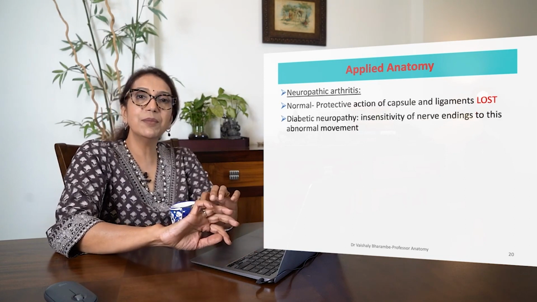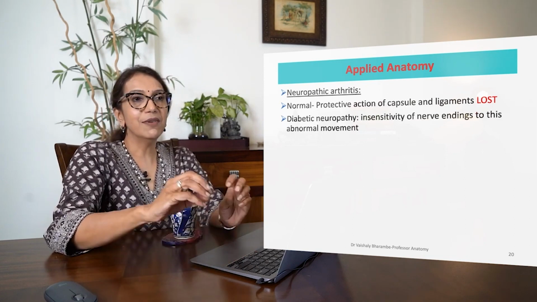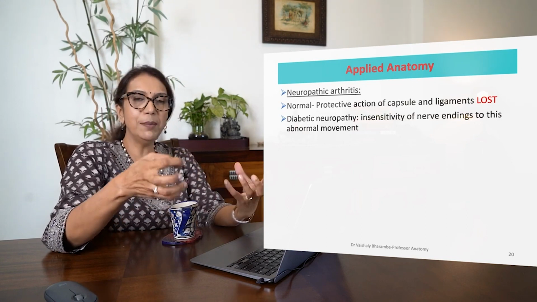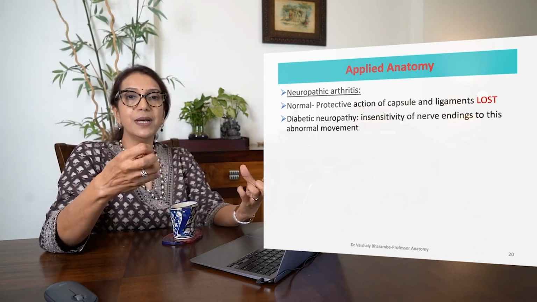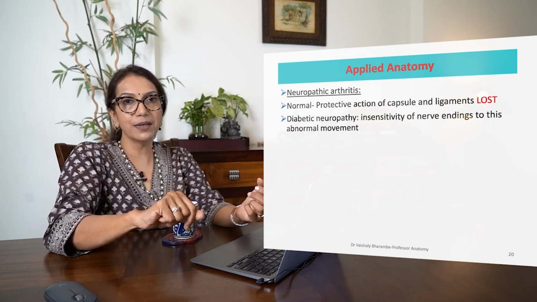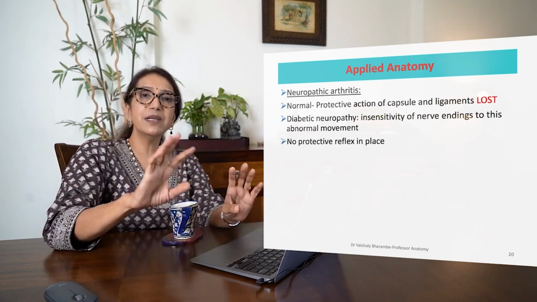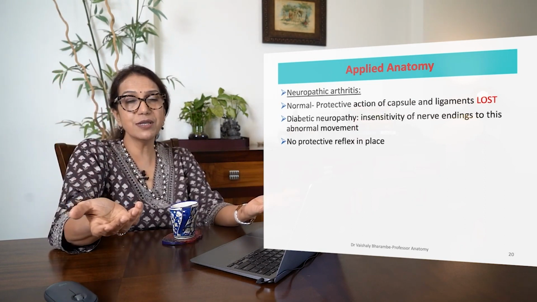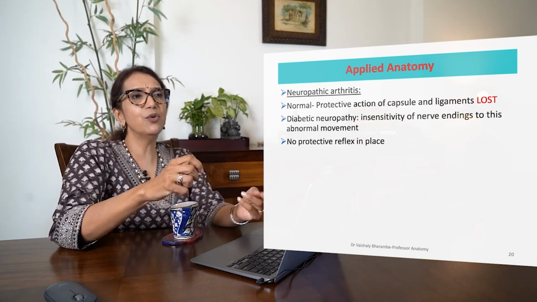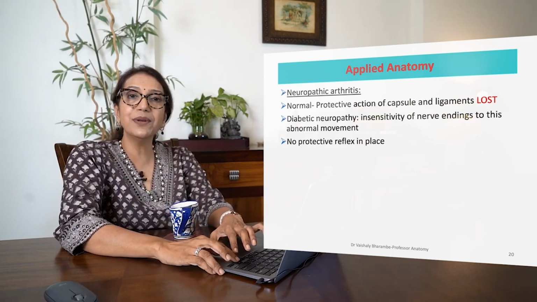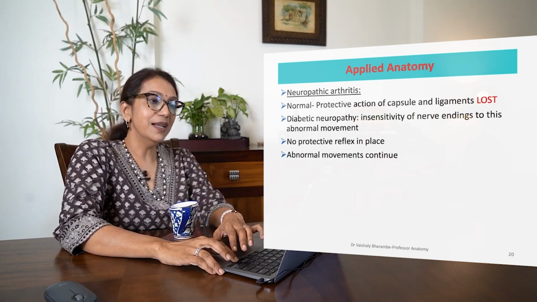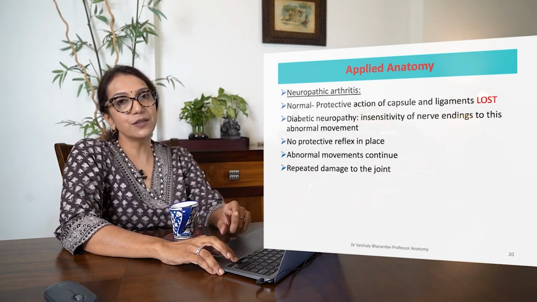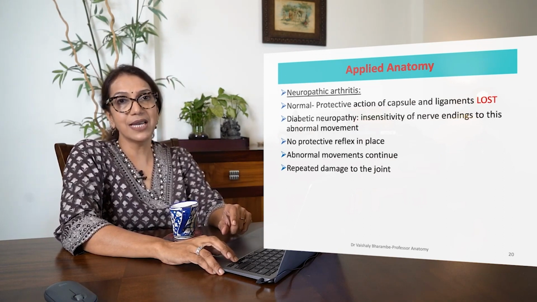You will see it in something called diabetic neuropathy, when the nerve endings become very numb and are not able to pick up these abnormal movements and relay them to the cortex. So what happens? The person keeps on making abnormal movements. Protective reflex is lost, so he'll keep on walking wrong, injuring his joint without realizing. Finally, it results in repeated damage to the joint, and that is what is neuropathic arthritis.